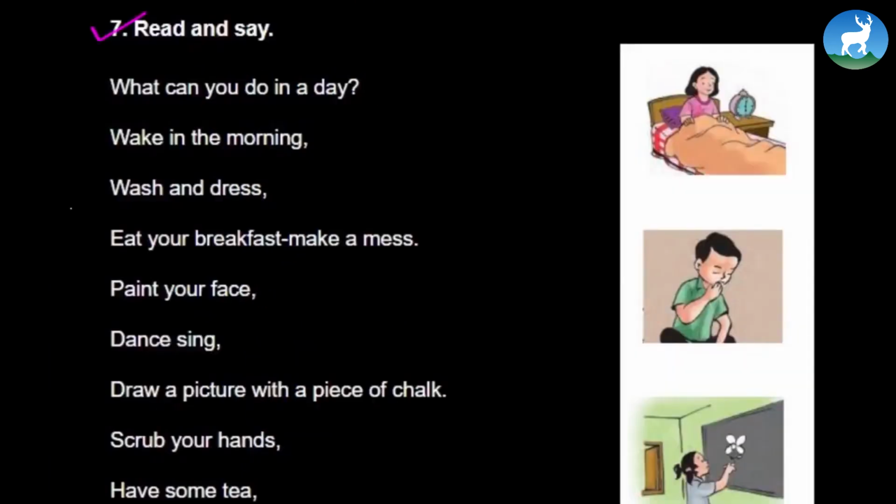Read and say. What can you do in a day? So that's a question. We are talking about routine. We are talking about schedule. So we are talking about a routine life. What do you normally do in a day? At what time do you wake up in the morning? Maybe 6 o'clock. Or if you're lazy, maybe 8 o'clock.